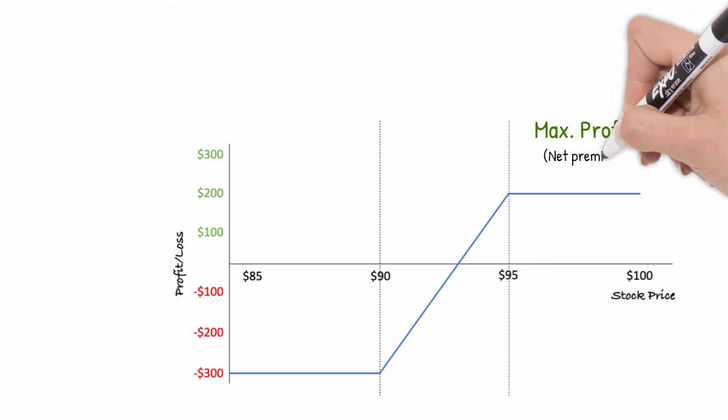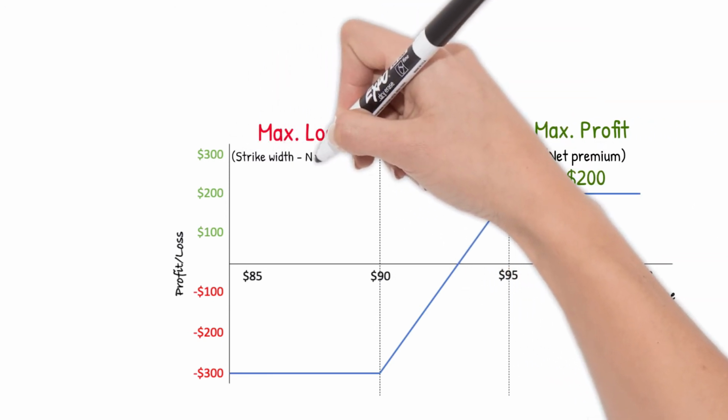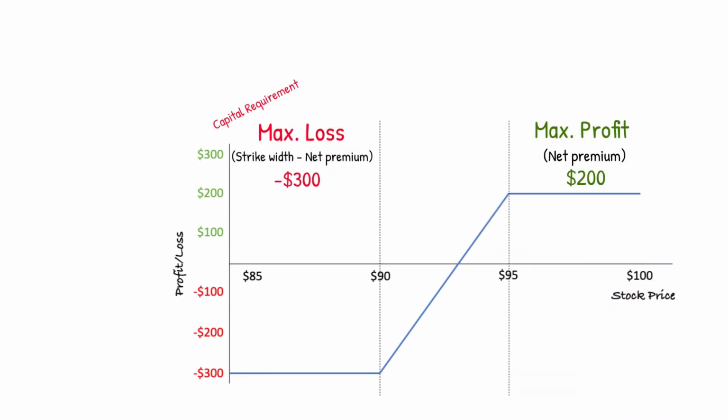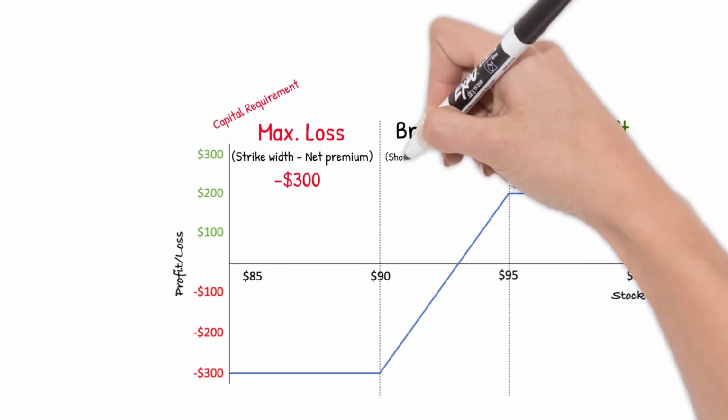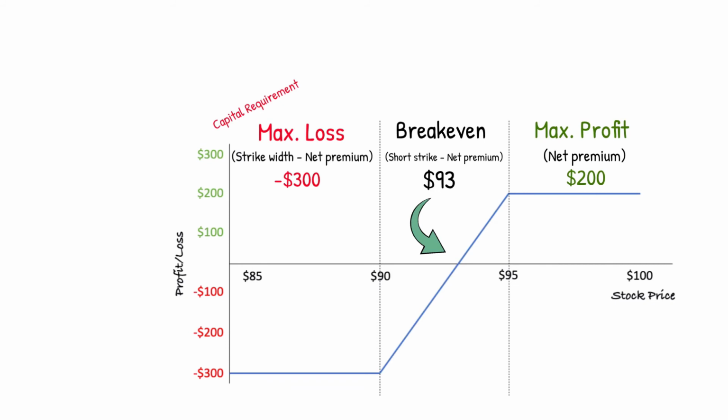When we sell a vertical spread, our maximum profit is the net credit received from selling that spread. In this example then, our maximum potential profit is $2 per spread, or $200. Our maximum loss is the strike width less the net credit received from selling the spread, or $300. This is also the margin or capital requirement for the trade. Finally, our break even is our short strike less the net premium received, or $93.